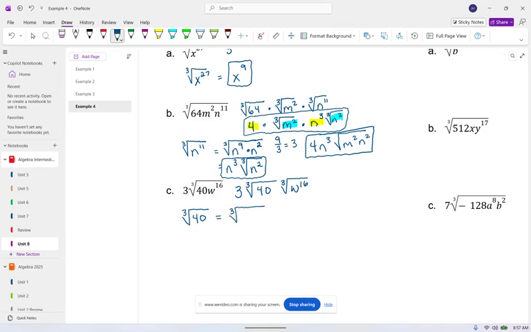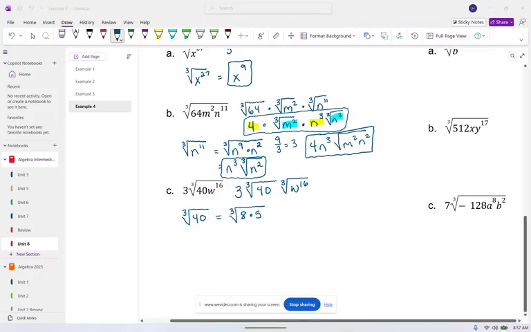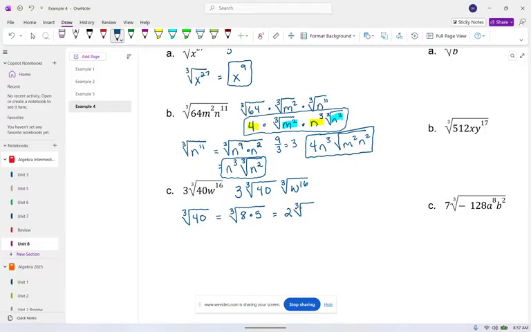So I divide 40 by 2 and I get 20. The only perfect cube less than 20 is 8. 8 is a multiple of 40, so we're going to break this down into the cube root of 8 times 5. And that will leave us with the cube root of 8, which is 2, and the cube root of 5 will be left behind.